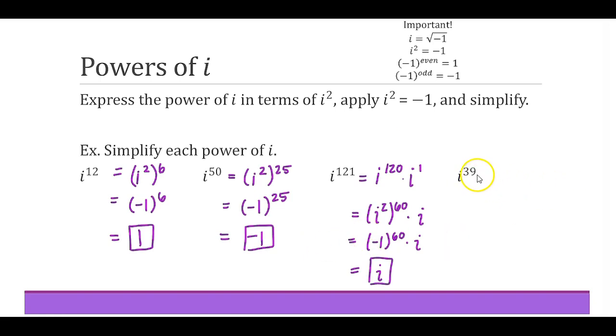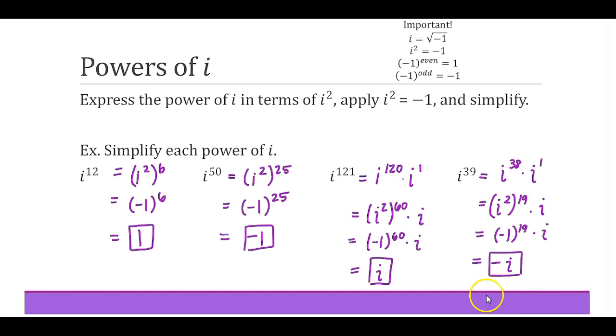And we're going to go ahead and do that one last time for i to the 39th. So when it's an odd power, we're going to write it as i to the 38th times i to the first. So now we can work with i to the 38 since 38 is even. I can rewrite this as i squared to the 19th because 2 times 19 gives me 38, and we'll bring down that extra i. And then we have negative 1 to the 19th times i, and a negative 1 to an odd power stays negative. So I have a negative 1 times i as my final answer.